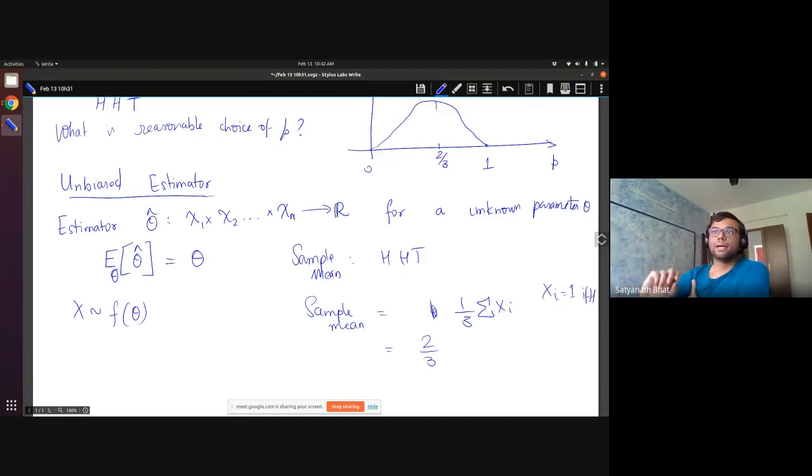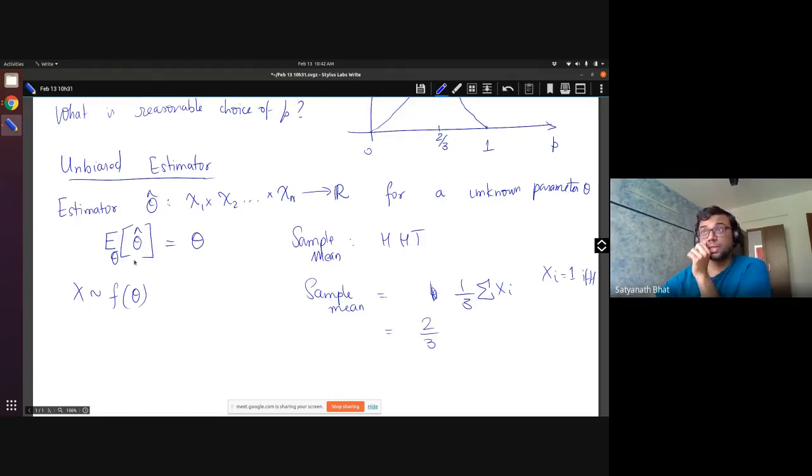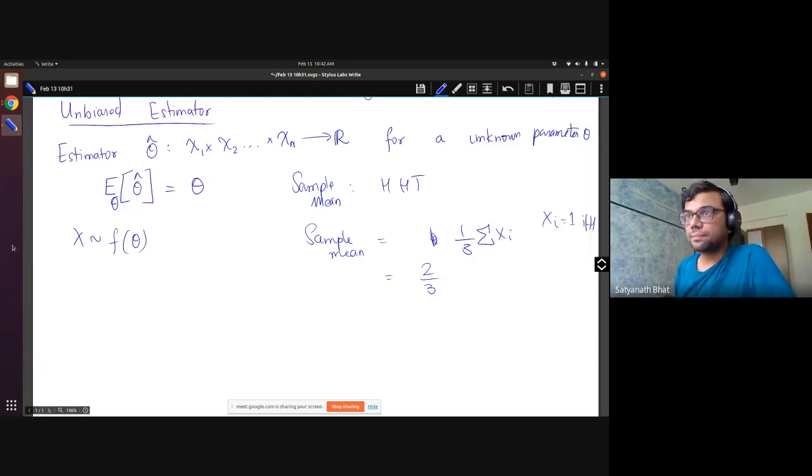I know this can be confusing, so let me take a few examples to make it clear. Let us first look at the sample mean of xi's where i equals 1 to n. The distribution is coming from a normal distribution with mean mu, and variance, let us say we know. So this is a known variance.